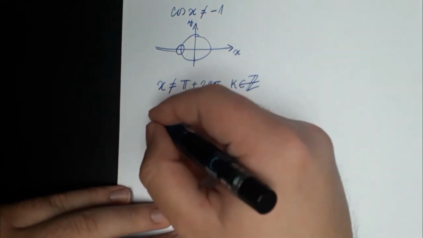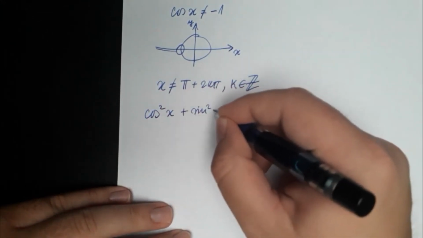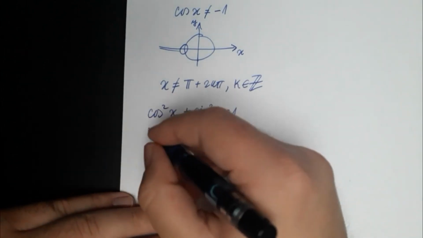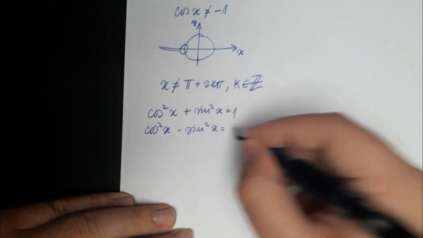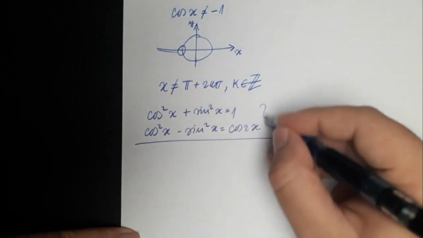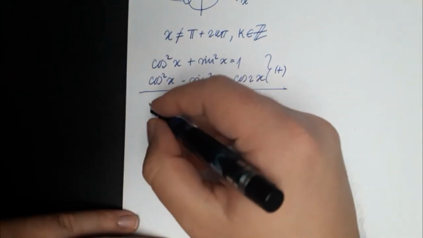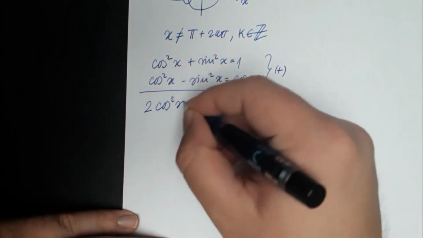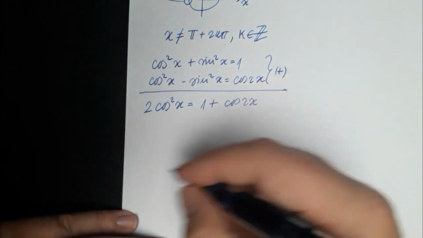So we are going to use trigonometry. Cosine squared x plus sine squared x is equal to 1, and cosine squared x minus sine squared of x is equal to cosine 2x. When we add these two equations together, because we have cosine of x right here, we have 2 cosine squared of x is equal to 1 plus cosine 2x.